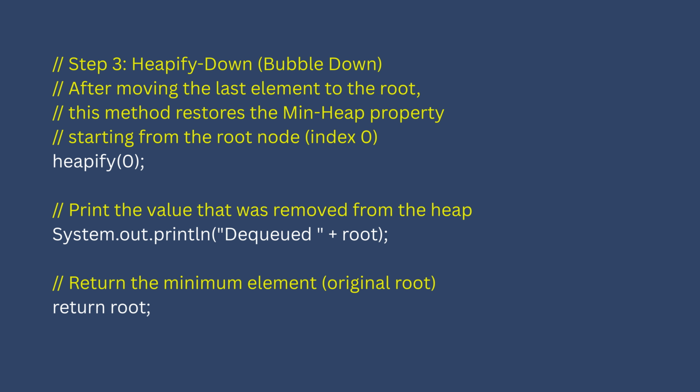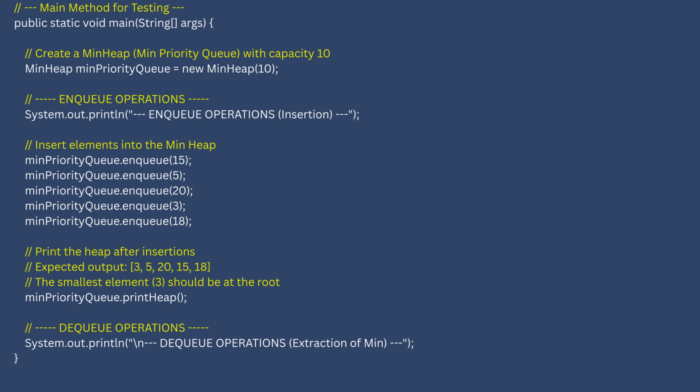The heapify method is used after deleting an element. It compares the current node with its left and right children, then finds the smallest among them. If the smallest is not the current node, we swap. Then we recursively call heapify on the new position. This pushes the element down the tree until the heap property is restored. In the main method, we can test our min heap.